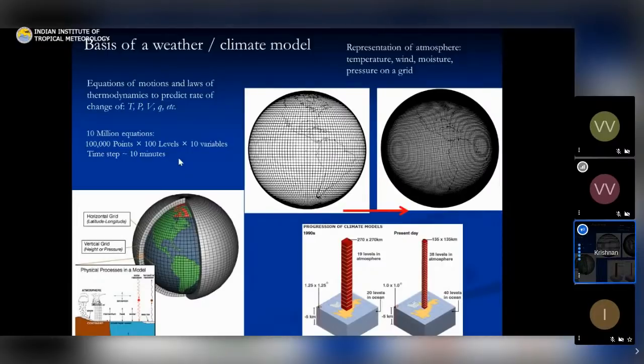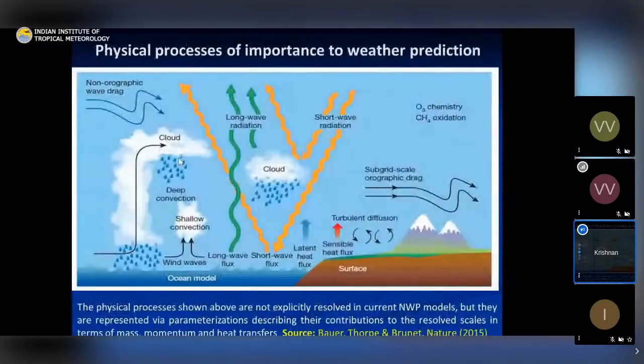and also the variables that you have in your model. This is just for the atmosphere. Now you include the ocean processes. If you couple the atmosphere and ocean, your number of calculations is going to increase by a large number. And this is why there is a need for high performance computing. You need fast computers to do the number crunching.